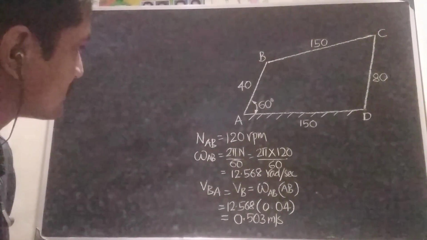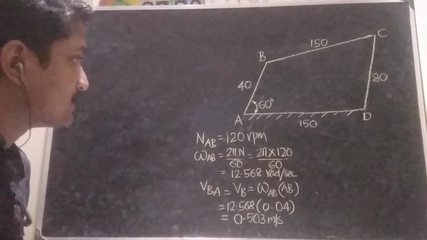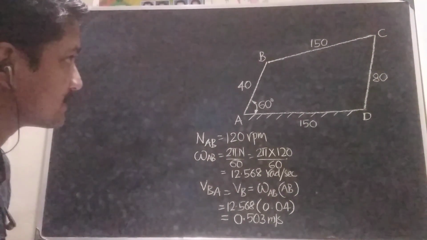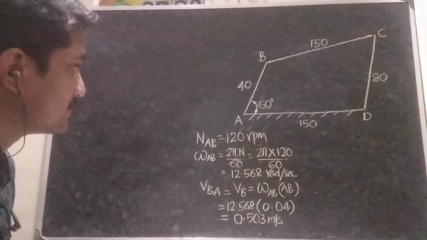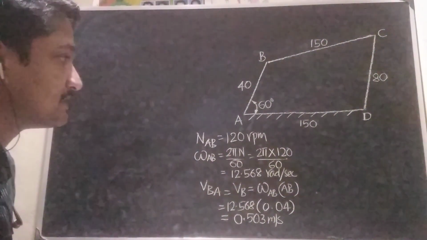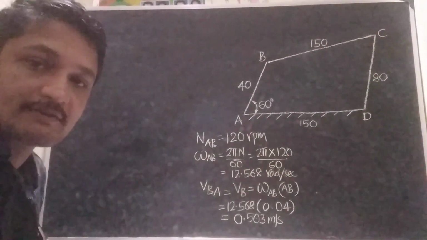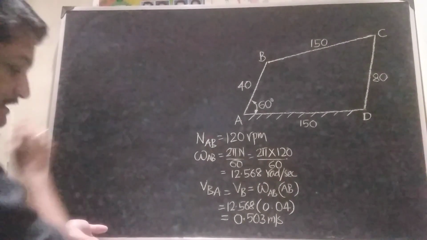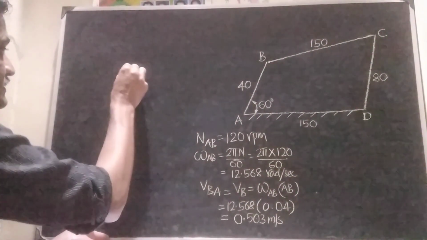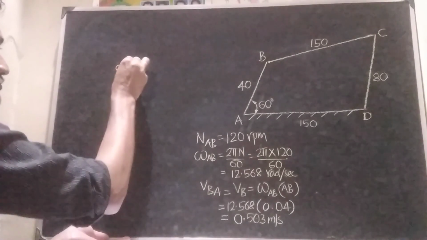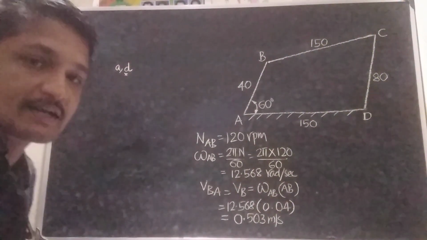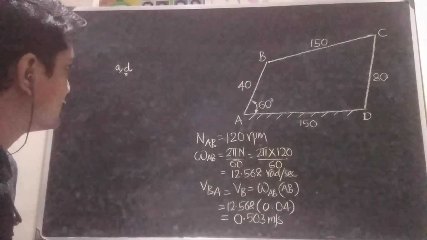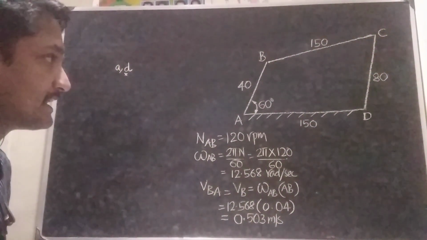Then in the next step we can draw the velocity diagram. Here in the velocity diagram, we represent each point in small letters, and we know that points A and D are fixed. So we represent those two points by small letters a, d, as a common point in the velocity diagram.